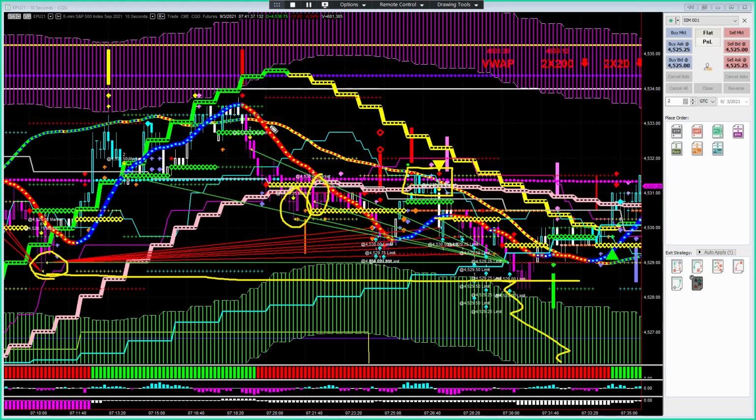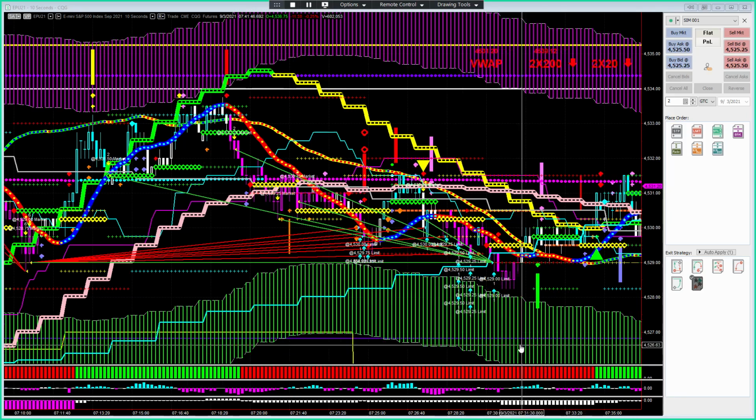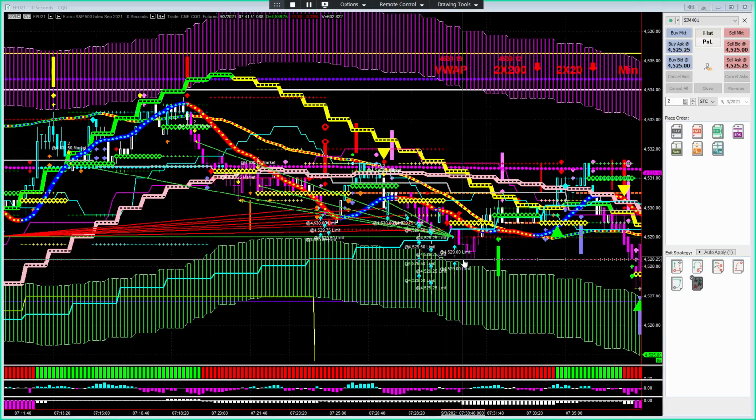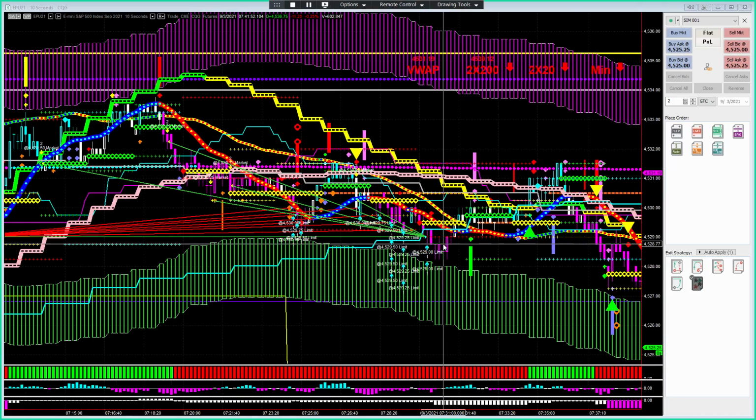I've recognized that I've made a mistake on the initial entry, that I want to save myself. So I did that, and then I'm ultimately out of the trade here. Could it have come down? So now we're on the downhill side, but I'm out of the trade.